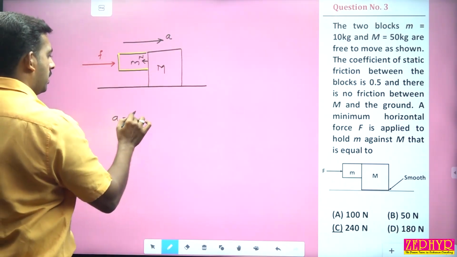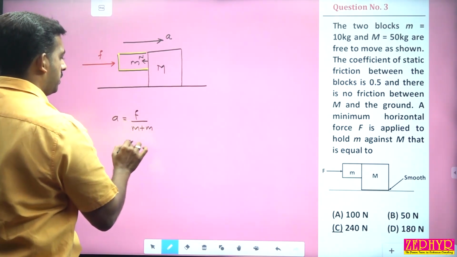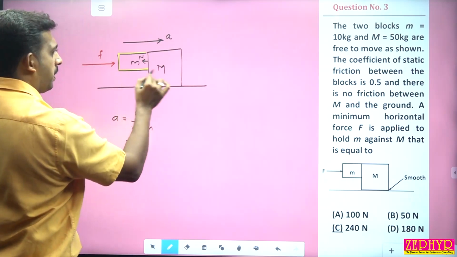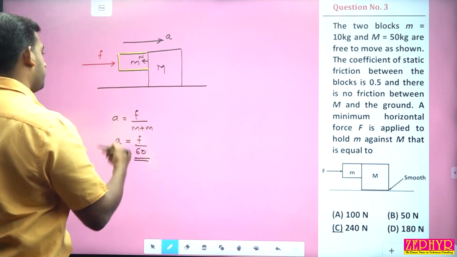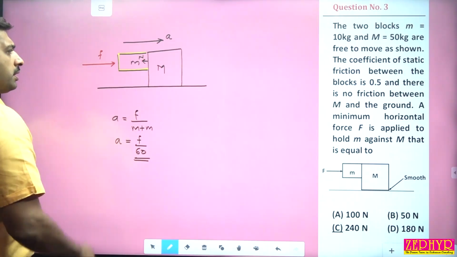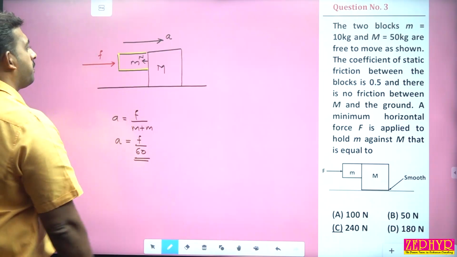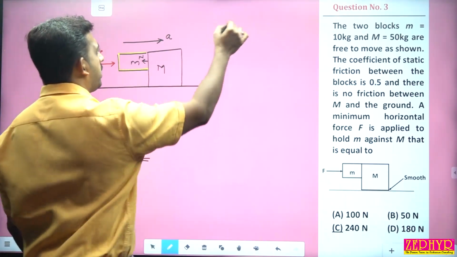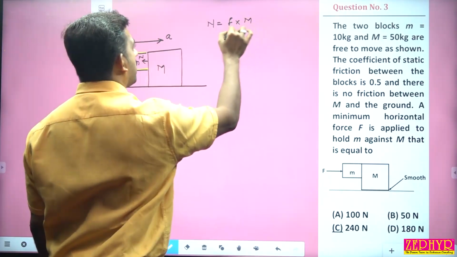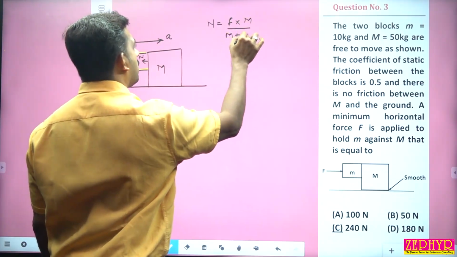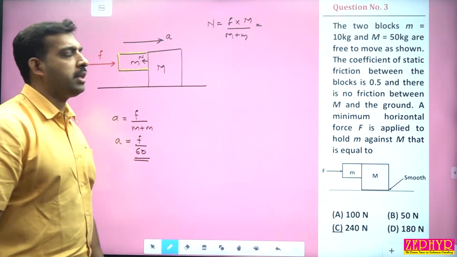A equal to total applied force divided by total mass. Applied force divided by total mass, 10 plus 50, 60. This is the acceleration for the system. Now we have a shortcut method to find the force in between any two masses when we have an applied force like this. So the force between any two masses is equal to applied force into mass in front divided by total mass, correct? So by using all these equations, using the equation of acceleration also, we'll find out like this.